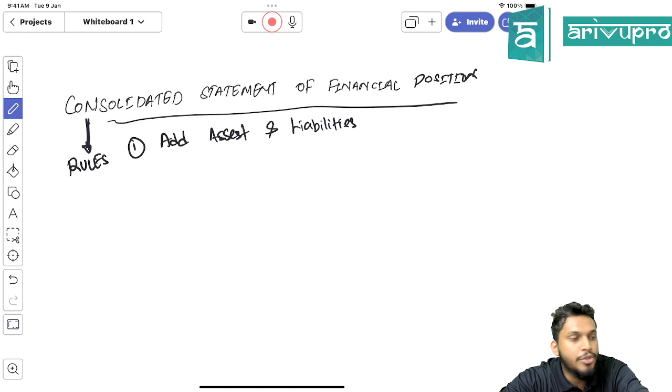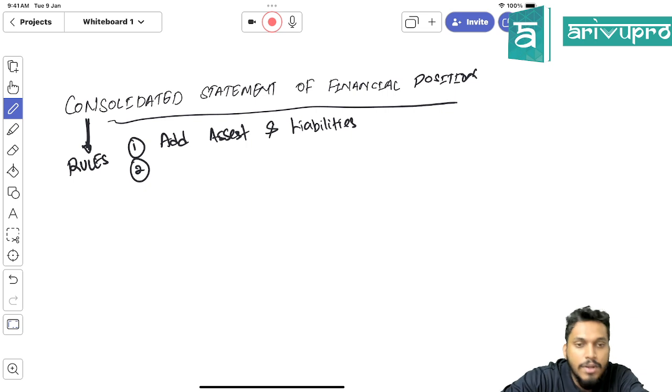Is it? Should you do it? So when you are consolidating, the first thing that you need to do is add your assets and liabilities. The second thing is what? What's the second point? You need to calculate your goodwill.